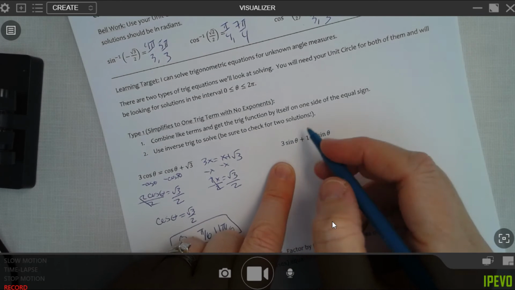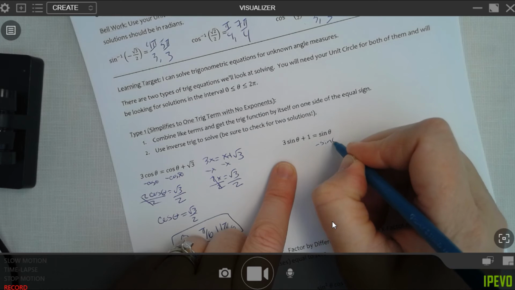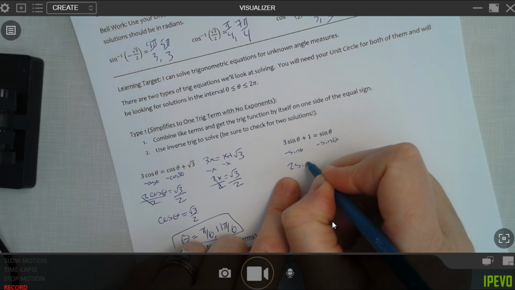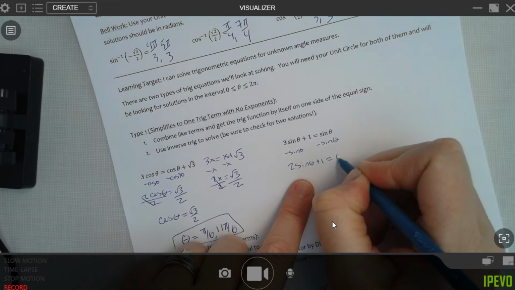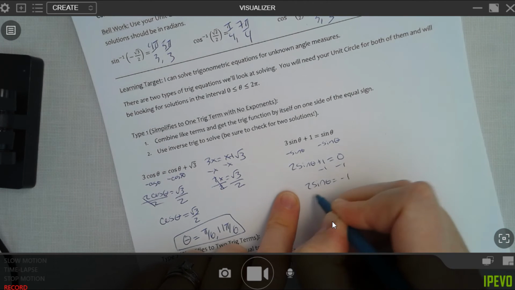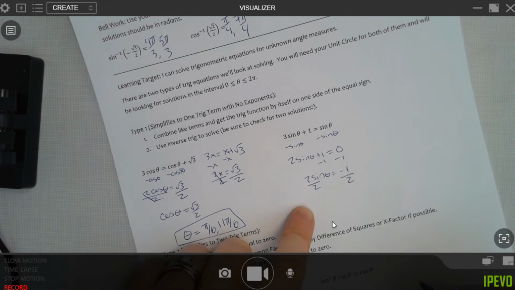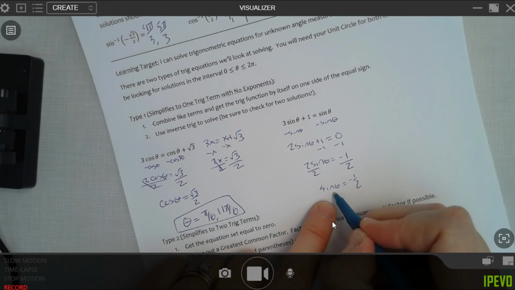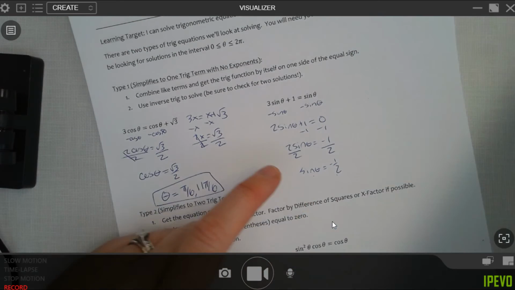Same thing here, subtract my sine theta over. So I get 2 sine theta plus 1 equals 0. I'm going to minus my 1. 2 sine theta equals negative 1. And divide my 2. So we need to know where sine theta equals negative a half. So that is your y value. So where are my y values? Negative a half.